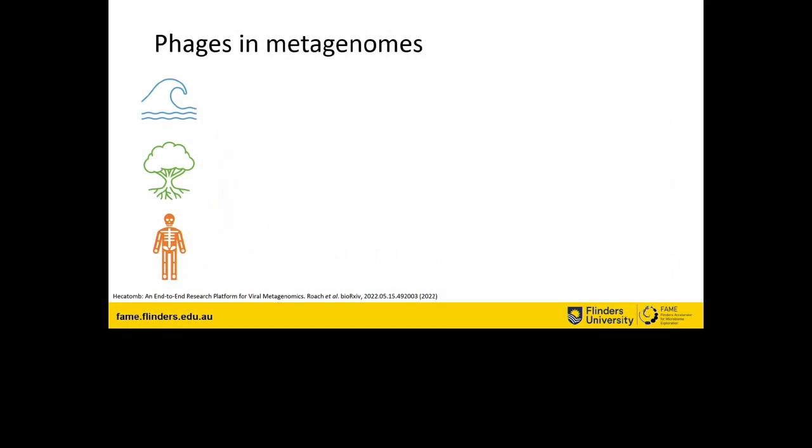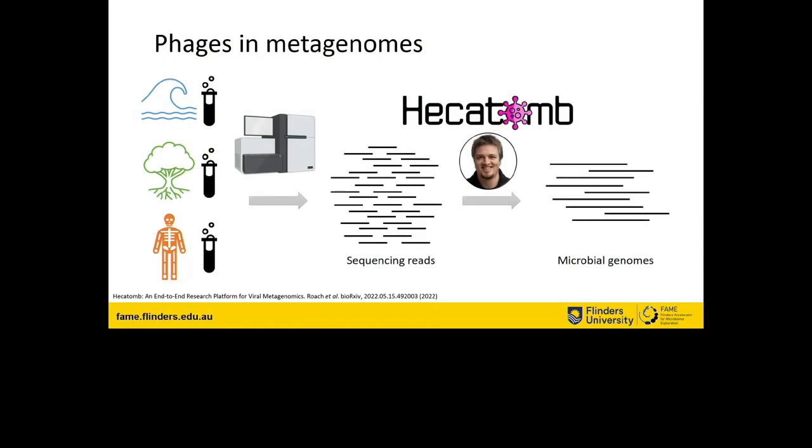So you can see we can find phages wherever bacteria are, and it can be in different environments like lake water, oceans, soil, or even in our human bodies. So in my research, I wanted to develop a method that can recover phage genomes from metagenomic data. We start by collecting samples from our different environments and extract the DNA, sequence the samples, and run them through a pipeline called Hecatomb, which was developed in our lab by Mike Roach. Finally, we are left with draft genomes of these different microorganisms in our samples.